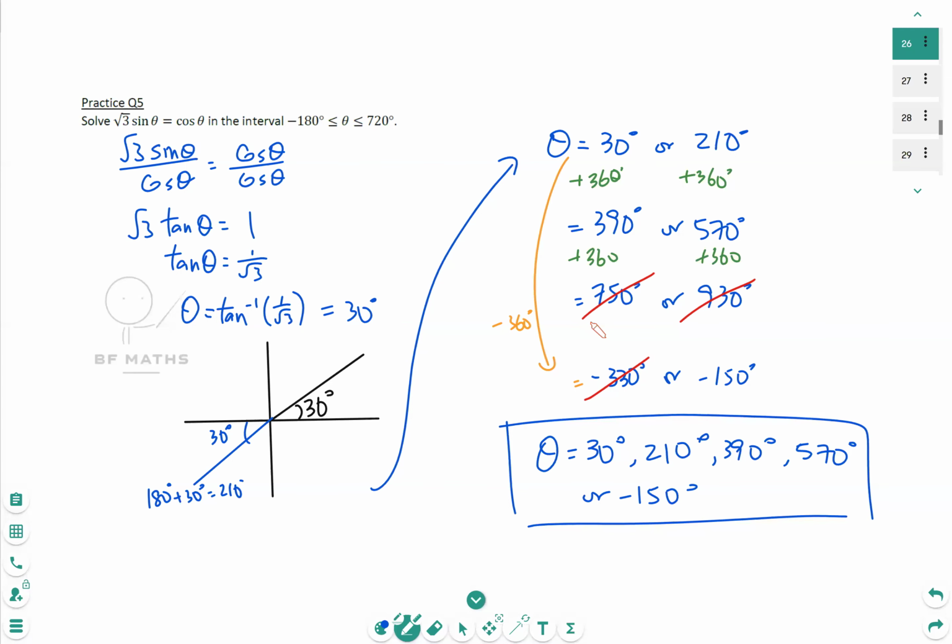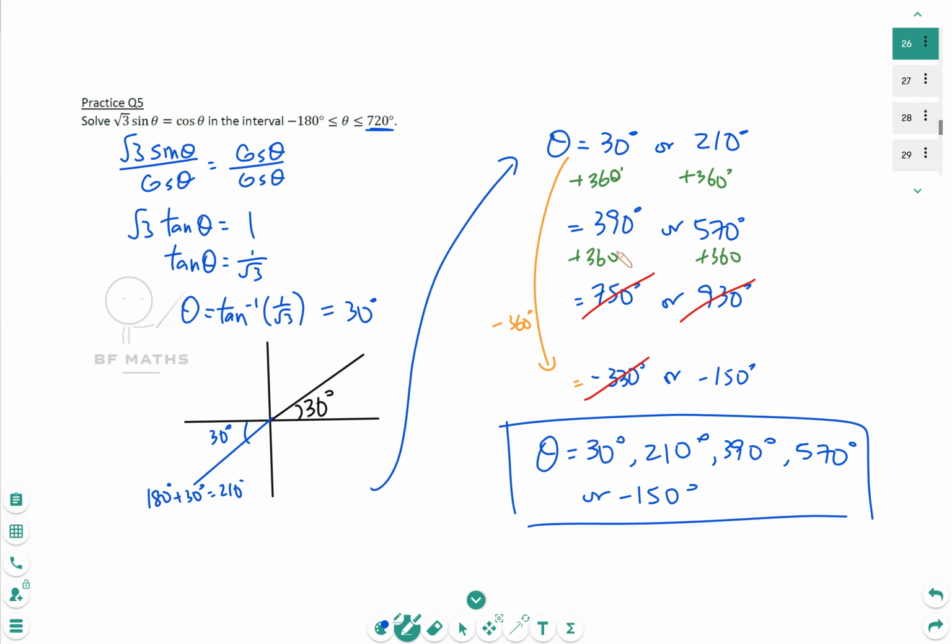So here's the final answer. After we inverse tan, we get 30 degrees. Do the CAST diagram, we get 30 degrees and 210 degrees as principal solutions. Now you can look at the upper limit, it's up to 720 degrees. So adding 360 to both answers gives me 390 and 570. Now I can see 390 is quite far away from 720, around 360 degrees or so.